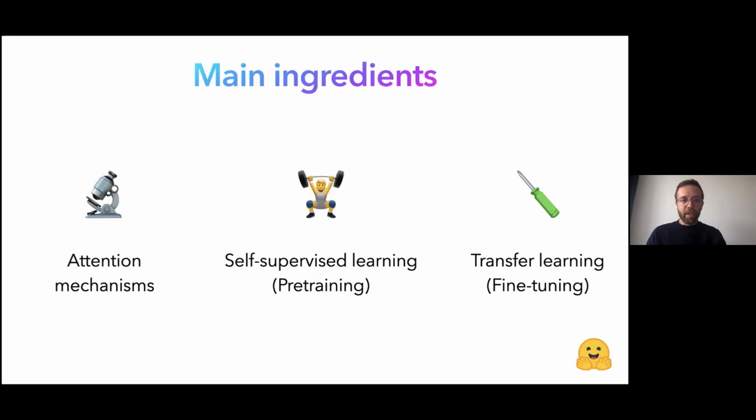If you want to break it down, what made the transformer so successful is, on the one hand, an attention mechanism. That's the first thing I want to talk about. And then a combination of self-supervised pre-training and transfer learning, where you can use these pre-trained models and adapt them to your use case without a lot of training data. So let's first have a look at where the attention mechanism comes from.